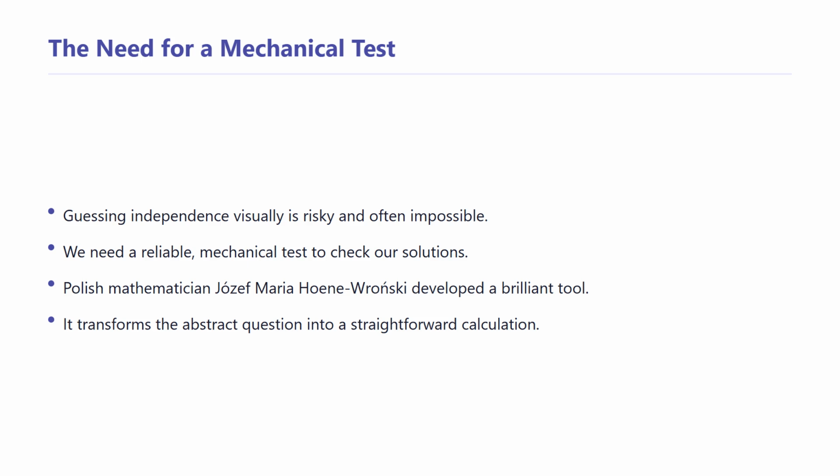To avoid guessing, a Polish mathematician named Józef Maria Hoene-Wroński developed a brilliant mathematical tool. He found a way to transform the abstract question of independence into a straightforward plug-and-chug calculation. This tool gives us a definitive yes or no answer every single time.